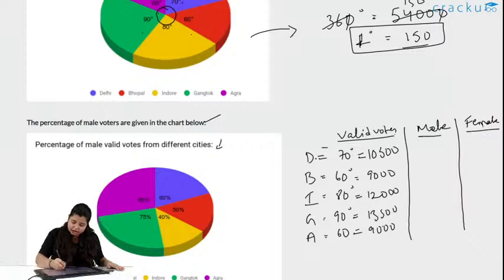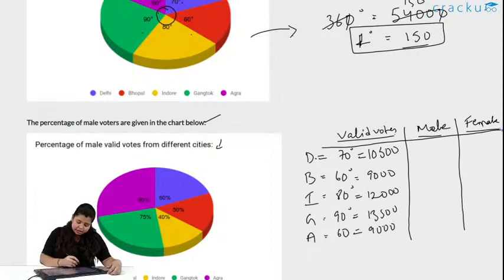So, this is the chart we will be getting after solving this. Let us see, the male voters in Delhi are 60%. 60% of what? Is it 60% of the entire population, that is 54,000? No, it is 60% of the valid votes in Delhi. So, it is 60% of 10,500. What is 60% of this?